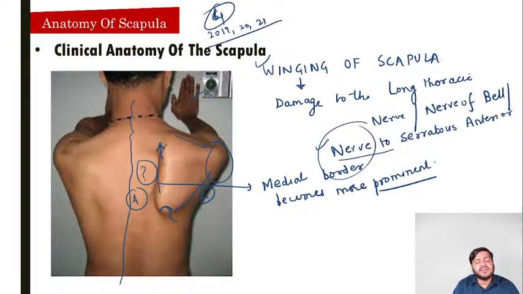The medial border becomes more prominent. Students, one muscle, serratus anterior, is supplied by one nerve, the long thoracic nerve or nerve of Bell, or the nerve to serratus anterior. If this nerve gets damaged, ultimately the muscle will also get damaged. With the muscle not supplied by the nerve, there will be no function. So what will happen: when you ask the patient to put the hands on the wall, the medial border will become more prominent. That is why it is called winging of the scapula, the abnormal movement you can see in the patient.